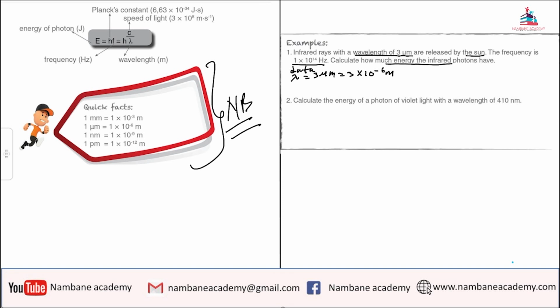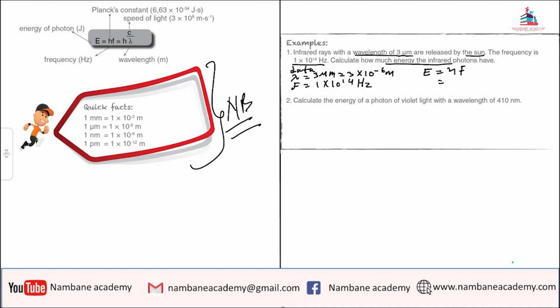We are given now the frequency, which is 1 multiplied by 10 to the power 14 hertz. But I know the equation that says E is equal to HF. Why are they giving me the lambda? It's just to confuse me. Can you see that? Because I don't need that.